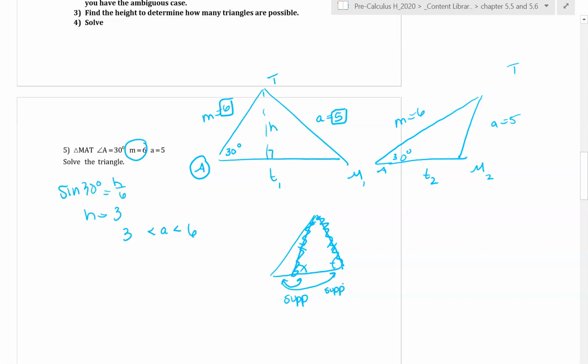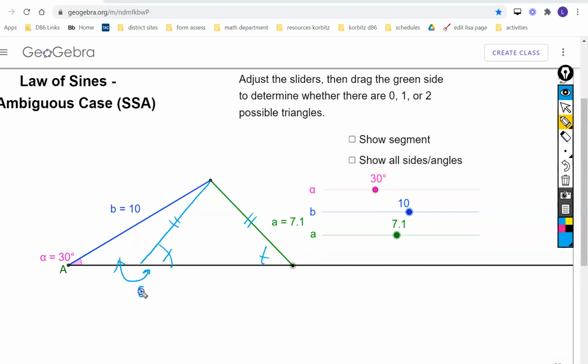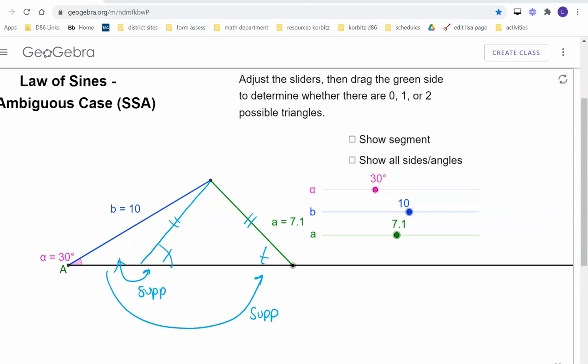Okay, so let's go back to the GeoGebra for a minute and show that. Notice I picked something where we definitely had two triangles. If I move this same side over here, notice it's the same length, so they're congruent. So if sides, then angles. So these angles are supplementary, which means that these angles are supplementary. Okay, so let's go back to our example now.